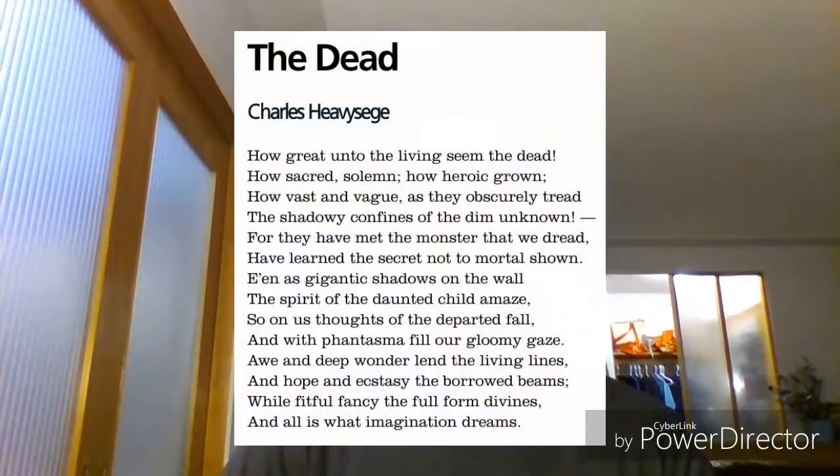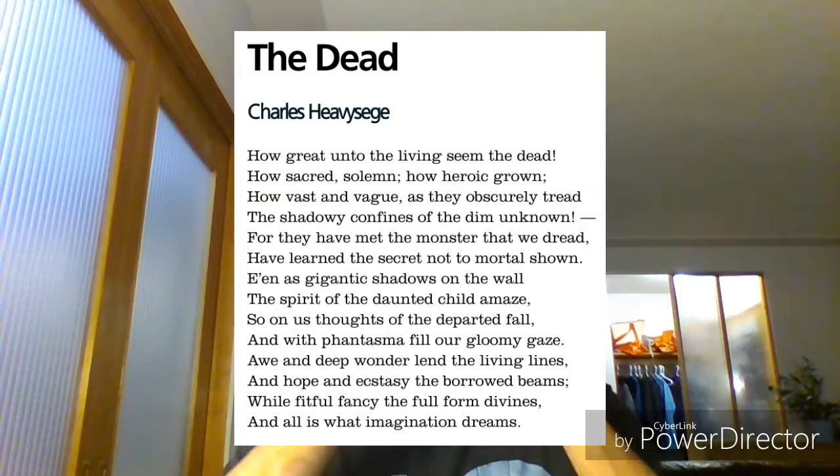How great unto the living seem the dead! How sacred, solemn, how heroic grown, how vast and vague as the obscurely tread the shadowy confines of the dim unknown. For they have met the monster that we dread, have learned the secret not to mortal shown. E'en as gigantic shadows on the wall the spirit of the daunted child amaze, so honest thoughts of the departed fall, and with phantasma fill our gloomy gaze. Awe and deep wonder lend the living lines, and hope and ecstasy the borrowed beams, while fitful fancy the full form divines, and all is what imagination dreams.